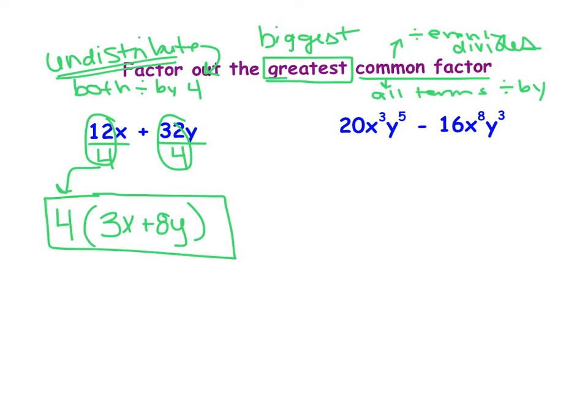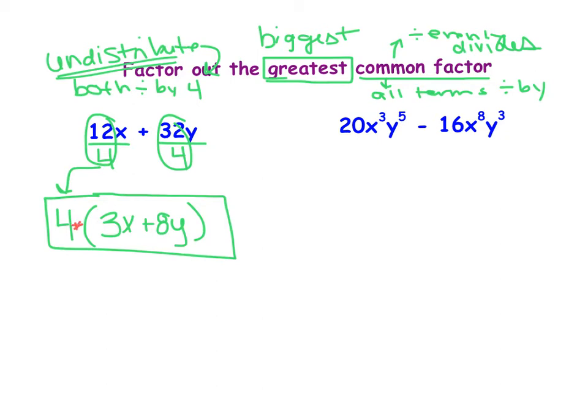Now notice that if we distribute back in, we end up where we started. We get 4 times 3x plus 4 times 8y. So we would get 12x plus 32y. So I haven't changed the integrity of the problem. It's just that I've rewritten it in a different way. So I've essentially undistributed and rewritten this expression in factored form, with parentheses and multiplication.